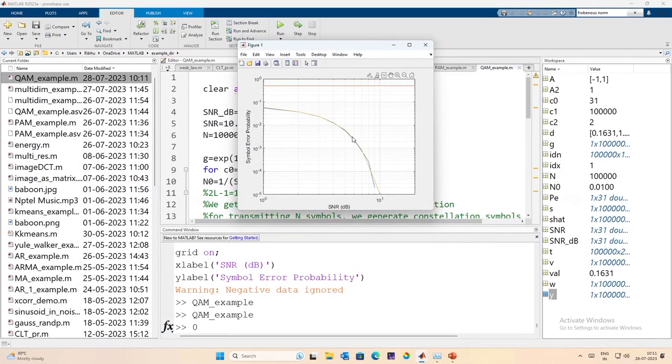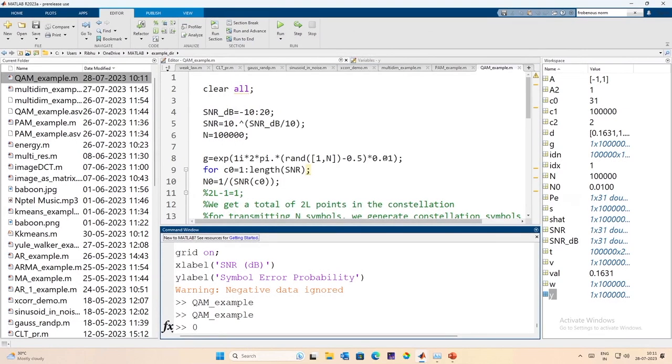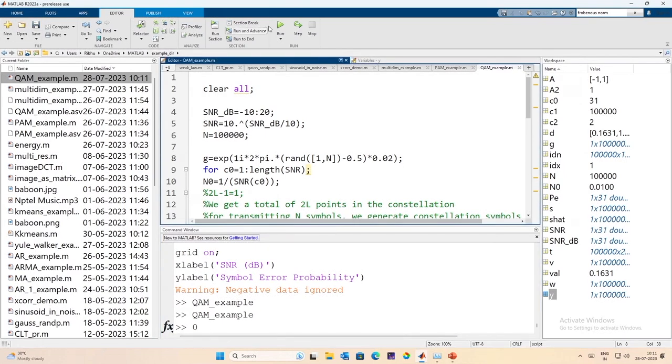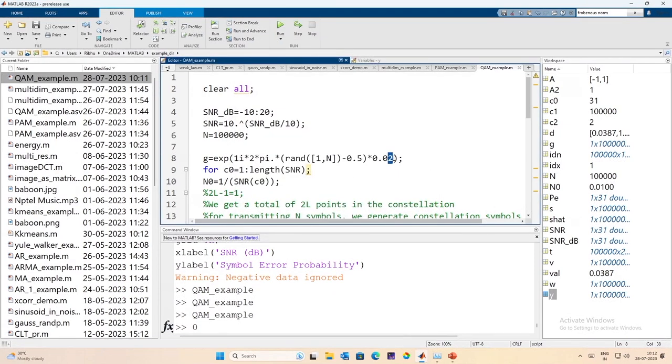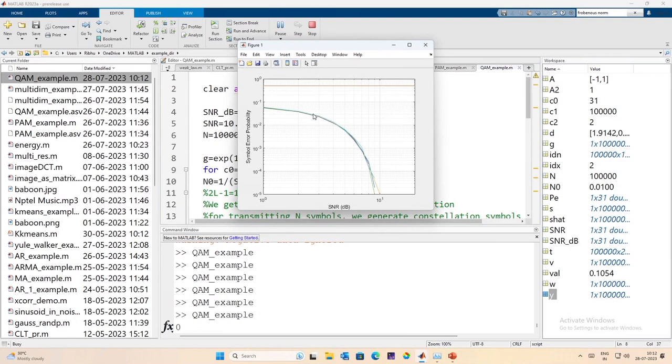So when the phase error is very small, 0.01, it's almost identical with the no error plot. I'll make it double and see what happens. We'll go in steps of 2. Still almost identical. 5. Still almost no change. 1. At 0.1 it was worse, but just slightly worse. 0.2 it is visibly worse.